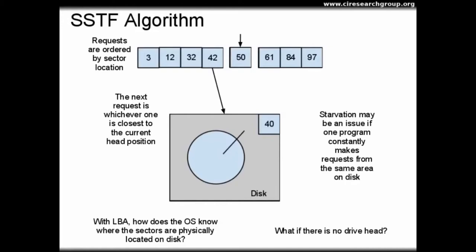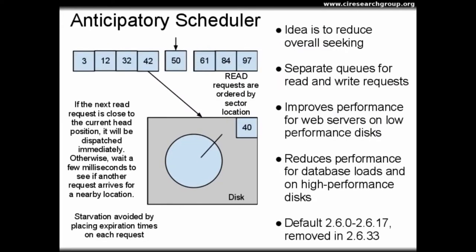Historically, this could result in starvation, because if a bunch of requests come in for one piece of the disk, requests for the remainder of the disk might not be processed for lengthy periods of time. Furthermore, once again with logical block addressing, the operating system doesn't really know where the sectors are laid out on disk, and so this algorithm doesn't really work with modern hard drives. Also, with solid-state drives, this algorithm assumes there's a disk head, which in the case of a non-mechanical drive, there is not. In the Linux kernel, an approximation to shortest seek time first was implemented with the anticipatory scheduler.